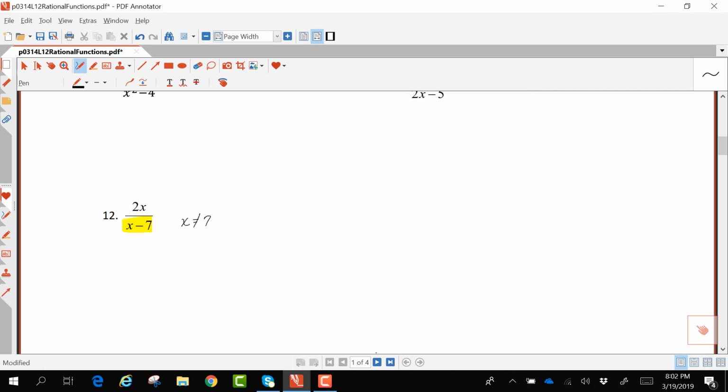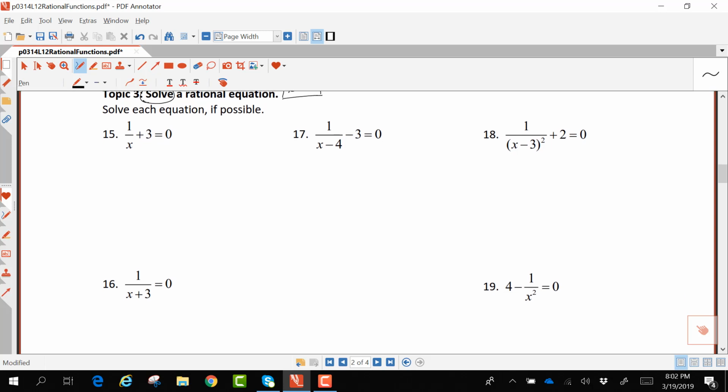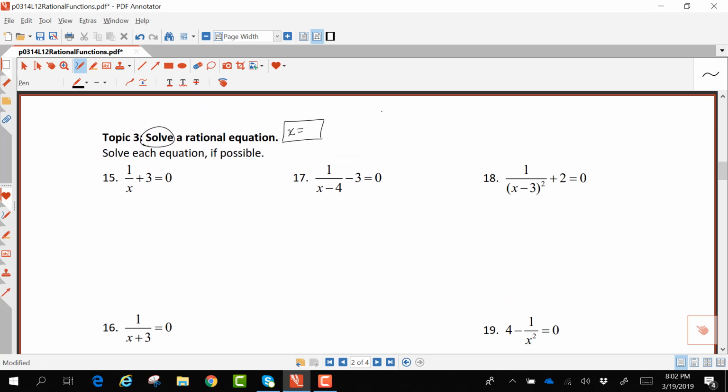Now moving to the next page, Topic 3 says to solve. Now remember, when you solve, your answer is to find the x values that make the equation a true statement. The easiest way to work these examples would really be to cross multiply. And we cross multiply when we have a proportion, something like x over 2 equaling, say, 4 over 9, a fraction equaling a fraction. It's in these cases that we cross multiply.